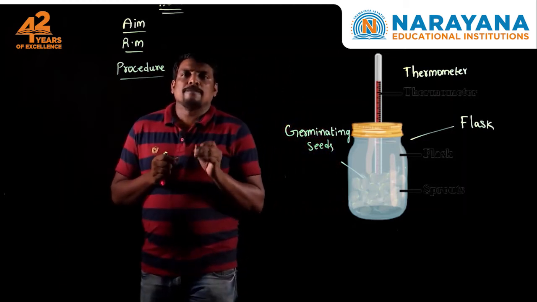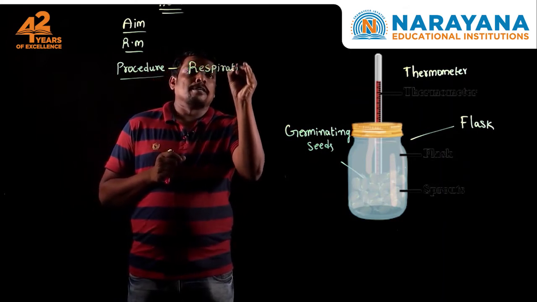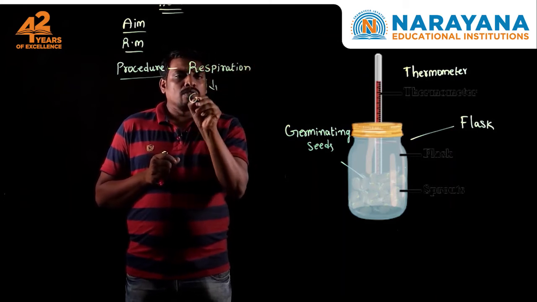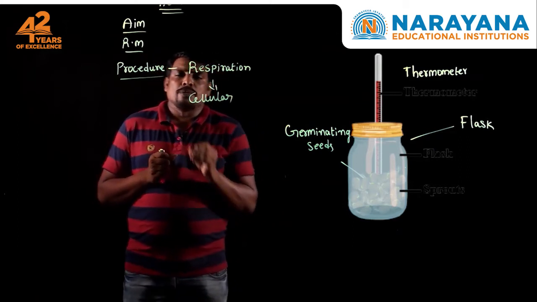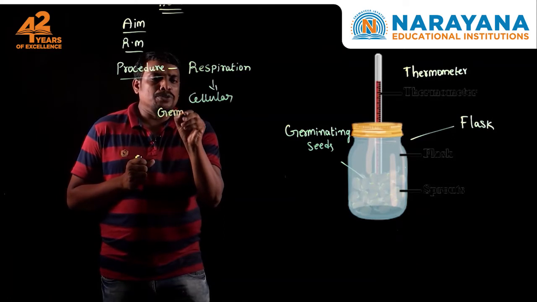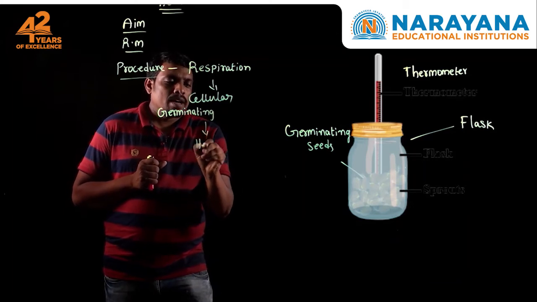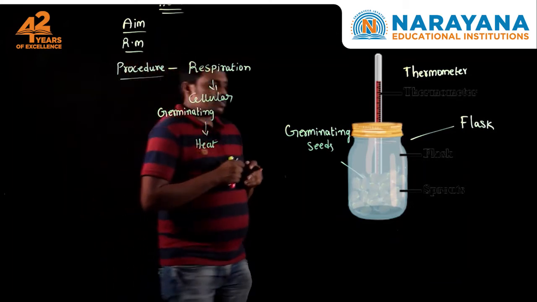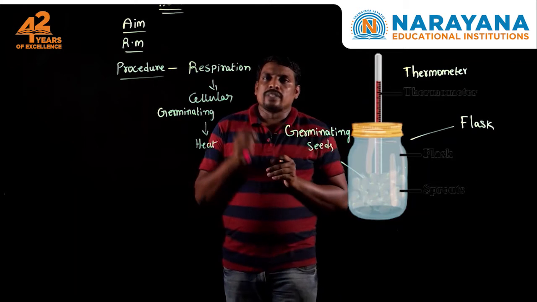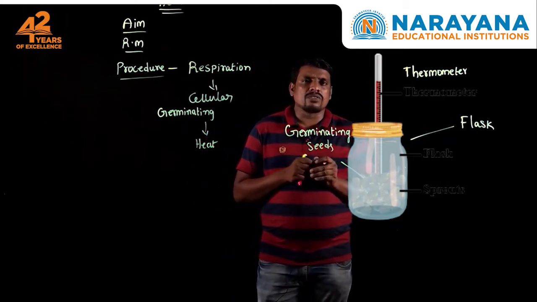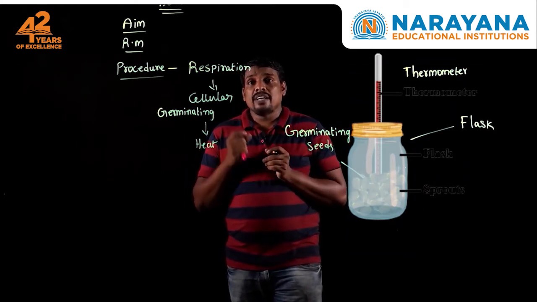Because of respiration in germinating seeds, because of cellular respiration, as we can say, the germinating seeds are producing heat, isn't it? Why? Because during respiration, when the glucose molecule breaks down along with the carbon dioxide, if it is in the presence of oxygen, along with the carbon dioxide, energy will be produced. That energy is in the form of heat.